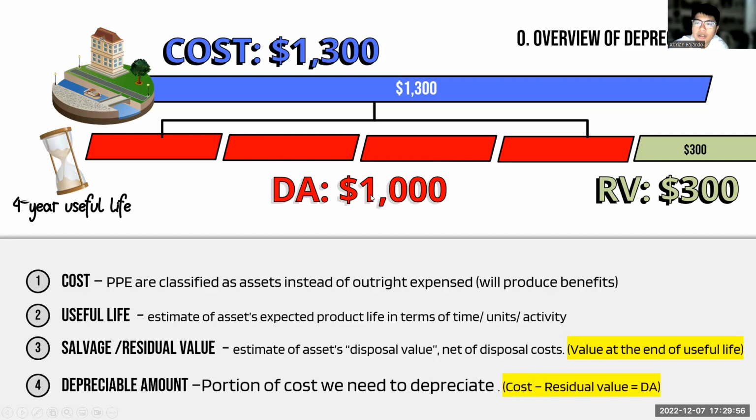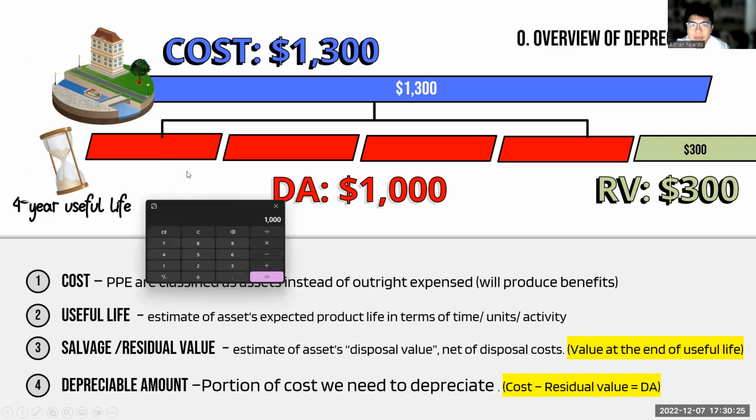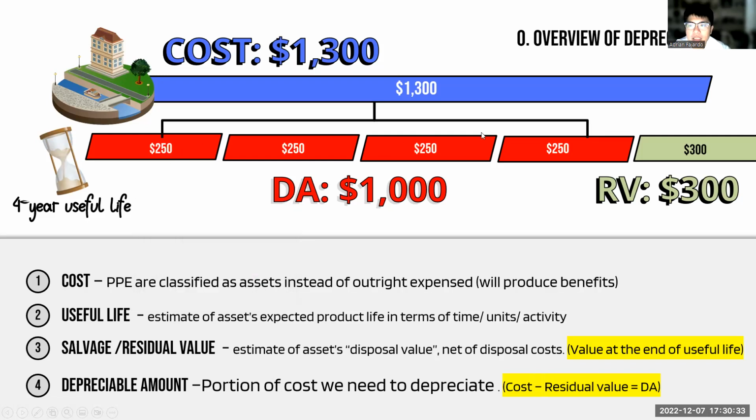And that is what you call your depreciable amount. Basically, that's the portion of your cost that we need to depreciate. And mathematically, whenever I ask you for your depreciable amount, it's 1,300 minus the residual value of 300, kasi pwede mo pa siyang ibenta eh. So 1,000 yung hindi mo na talaga pwedeng ibenta. And that 1,000 should be allocated in your useful life. So meaning if I have 1,000 na I have to recognize as an expense for the 4 years, I need to recognize, divide by 4, 250 depreciation expense year in, year out.